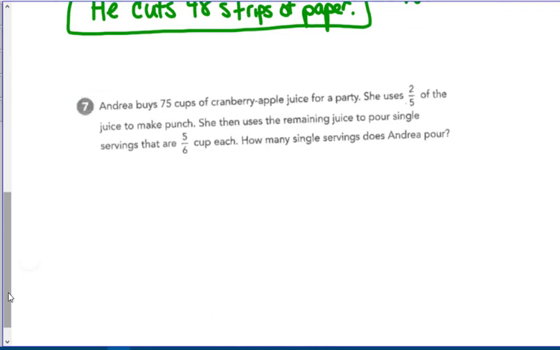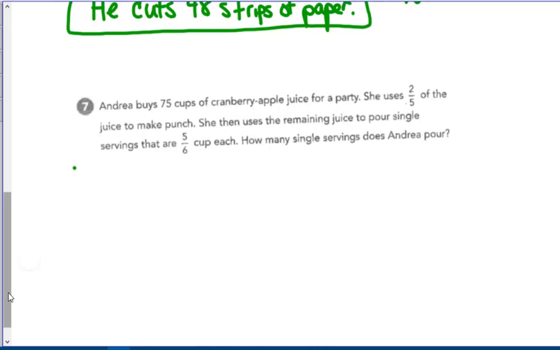Number 7, Andrea buys 75 cups of cranberry apple juice for a party. She uses 2/5 of the juice to make punch. She then uses the remaining juice to pour single servings that are 5/6 cups each. How many single servings does Andrea pour?